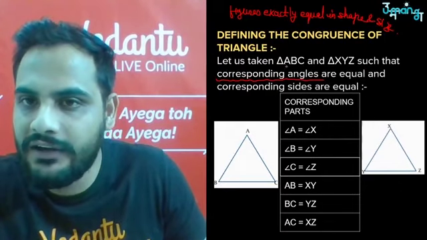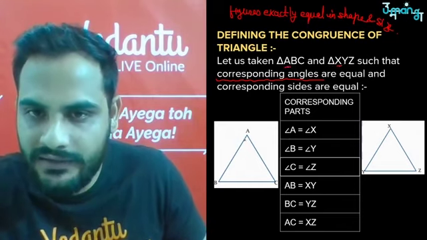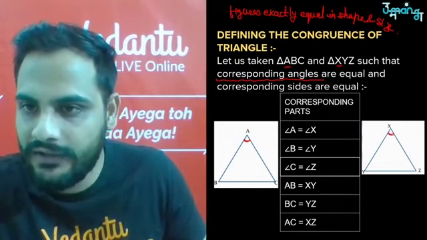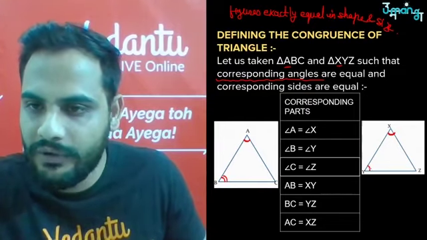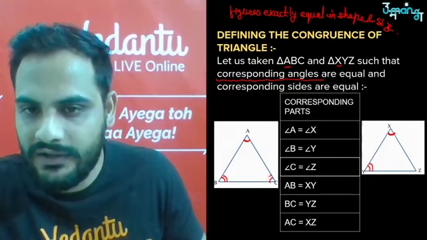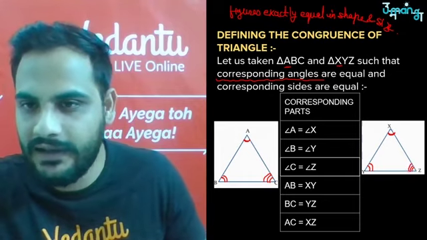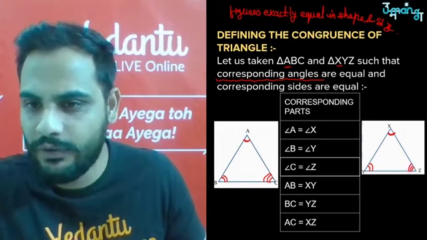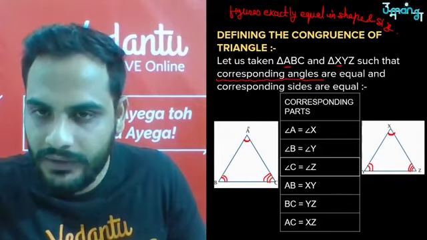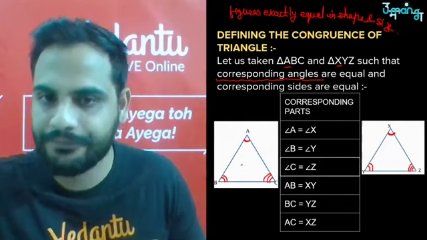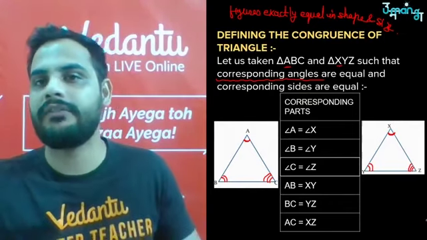That means if I'm writing triangle ABC and XYZ, A and X are at the same position at the top. So A and X are corresponding points. B and Y will be your corresponding points, and C and Z will be your corresponding points. You can see angle A is equal to angle X, angle B is equal to angle Y, angle C is equal to angle Z. That means A and X are corresponding, B and Y are corresponding, and C and Z are corresponding.